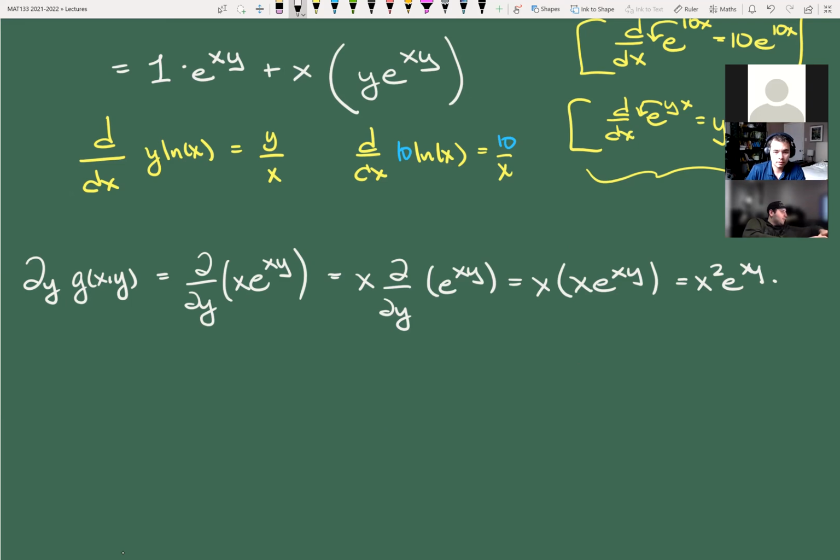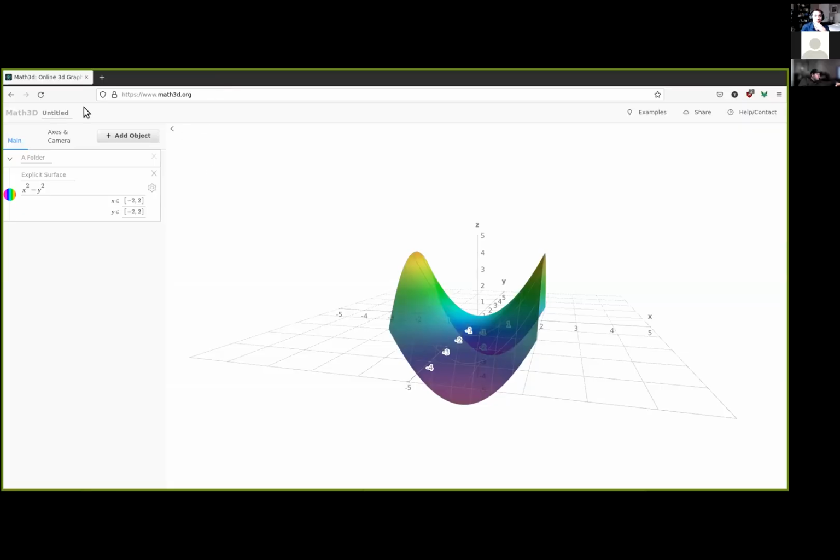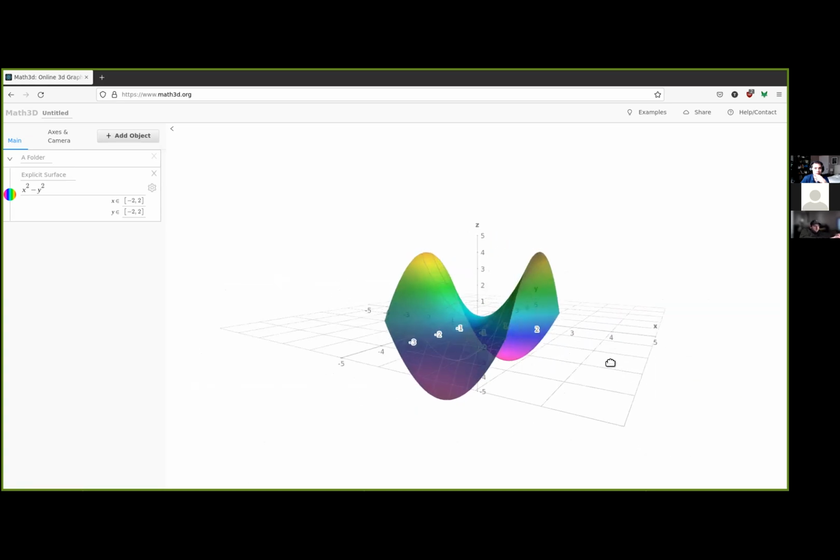Which one do I want? Yeah, so this one. So I would sort of more recommend this website personally. So this is math3d.org. And this is, I think, a little bit better in terms of doing your 3D plotting, right? So you can do things. So here, let me actually put in the function we just had.